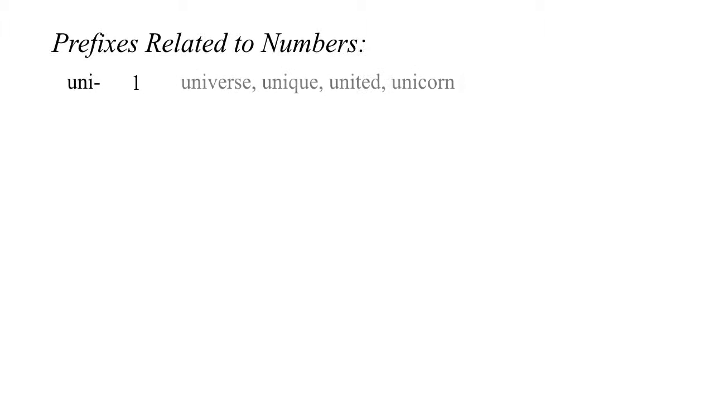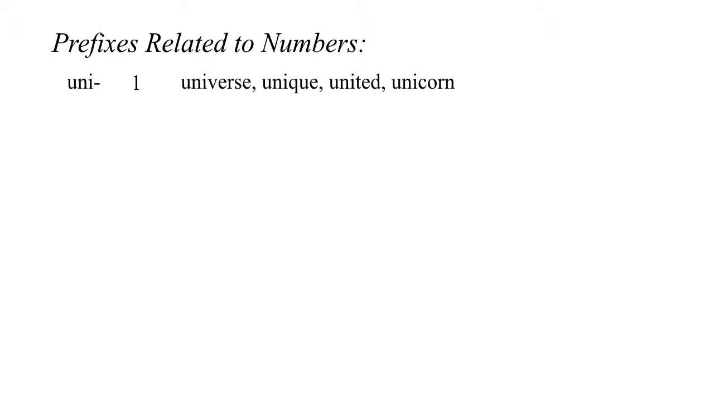And you may have seen this in some English words. For example, I can say there's one universe, or that every person is unique, meaning there's only one of you in the world. United means bringing different groups together into one, and also in the mythical animal unicorn. In this case, uni means one, and corn means horn, which is what a unicorn has.